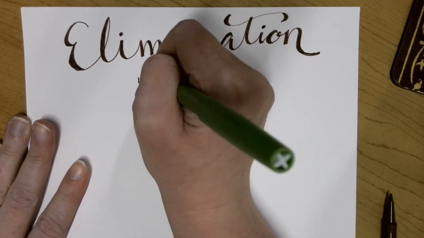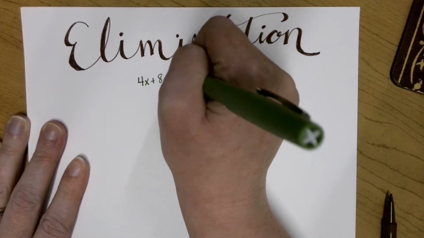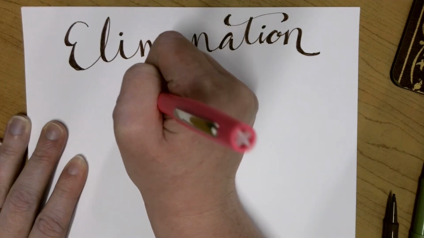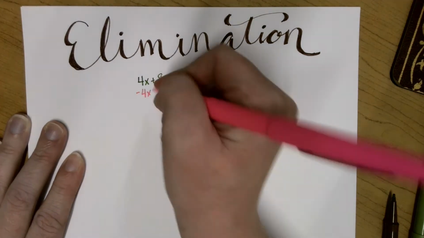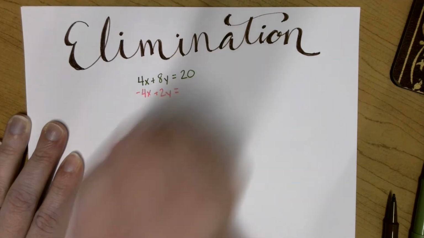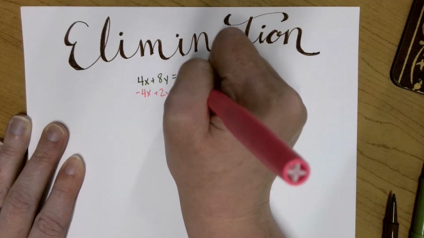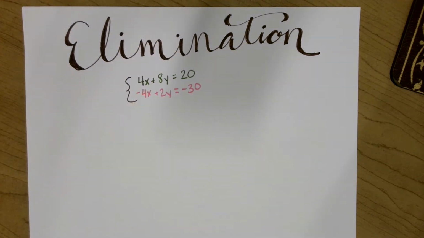So elimination, if you eliminate something, that means you're getting rid of it. So we're going to be getting rid of one of our variables when we solve a system like this. So if I look at my system, my first equation is 4x plus 8y equals 20. And my second equation in the system is negative 4x plus 2y equals negative 30. Okay. So I'm going to be combining the two equations in a way that will eliminate one variable so that I just have the other variable to solve for.